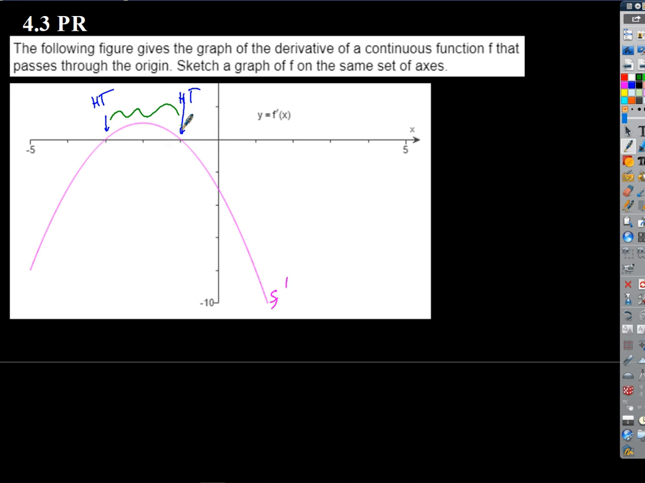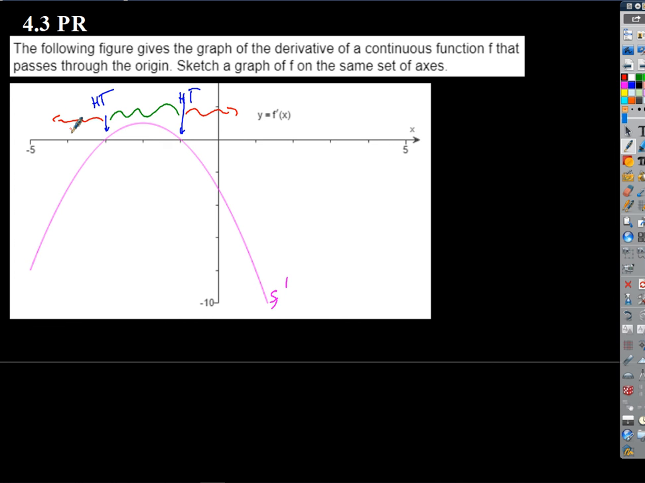What's the sign of the derivative there? Positive. So if the sign of the derivative is positive, what's the function doing? It's rising. Okay. What's the sign of the derivative over there? Negative. And it's getting increasingly negative, isn't it? So it's falling and it's getting steeper, right? Same thing over here. In that direction, we get a negative derivative, right?